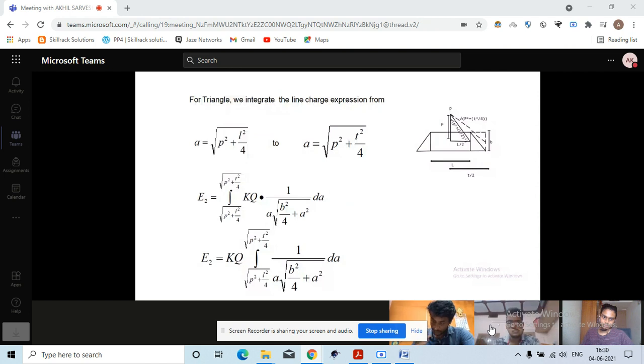For the triangle, we are moving the left side triangle to the right side and making it a small rectangle. Using the same method, we are sweeping it from one end to the other end. Here, the distance a varies from root of P square plus L square by 4 to a equals root of P square plus T square by 4. So for getting the expression for the two triangles, E2, we are integrating it from these limits and we are getting the final expression for E2. Next page.